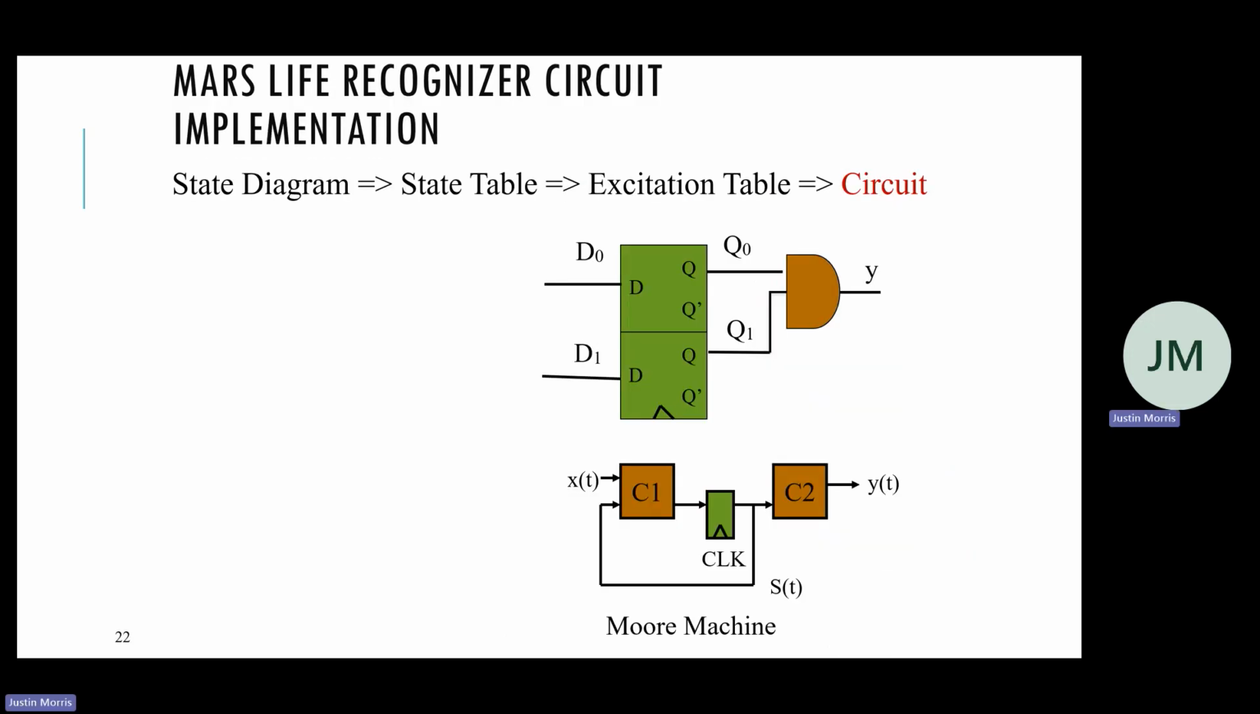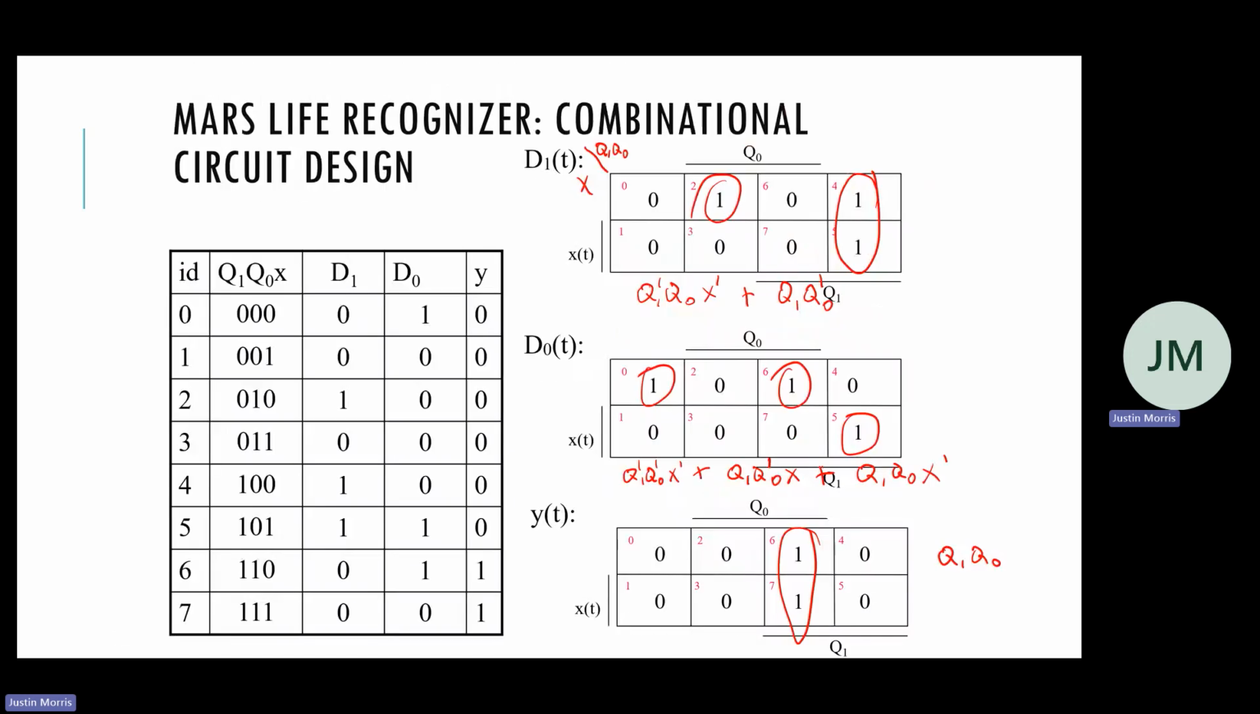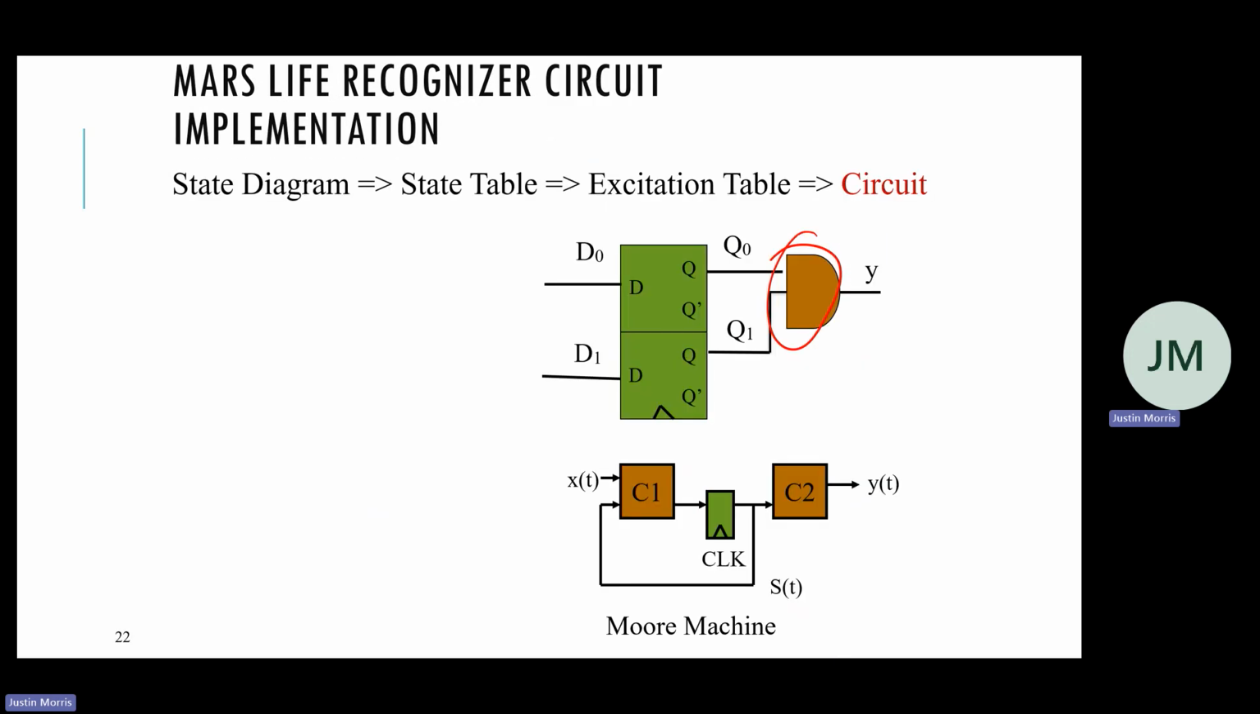So then to draw this circuit, Y of t is already here. It's done for me, right? So I just need to do the circuits for D0 and D1. So let's do D1 first. So I need Q1, Q0, X. So Q1, Q0, X, and then Q1, Q0.